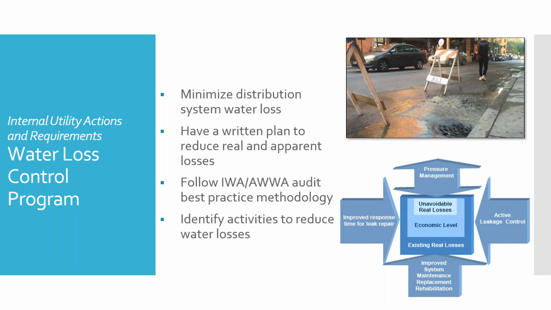So the old version had water loss control in it. The new version, we reorganized the content a little bit and bolstered it to strengthen the elements associated with water loss control. The utility is asked to have a program that will detect and minimize water loss in the community, and it includes a written plan for reducing real and or apparent losses, and we want them to identify activities to reduce any losses.